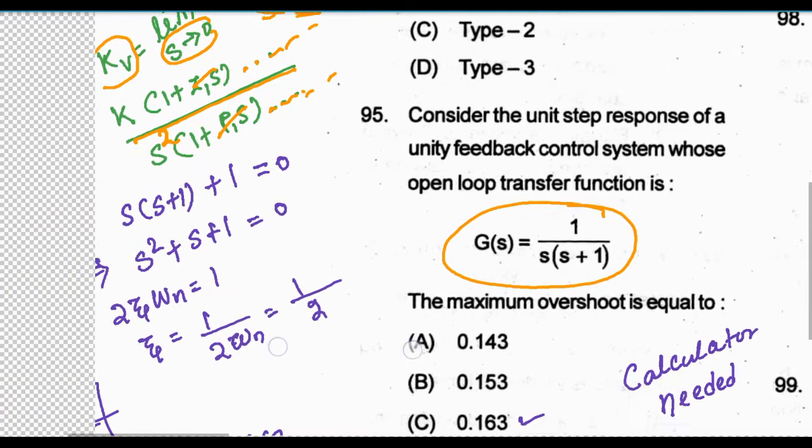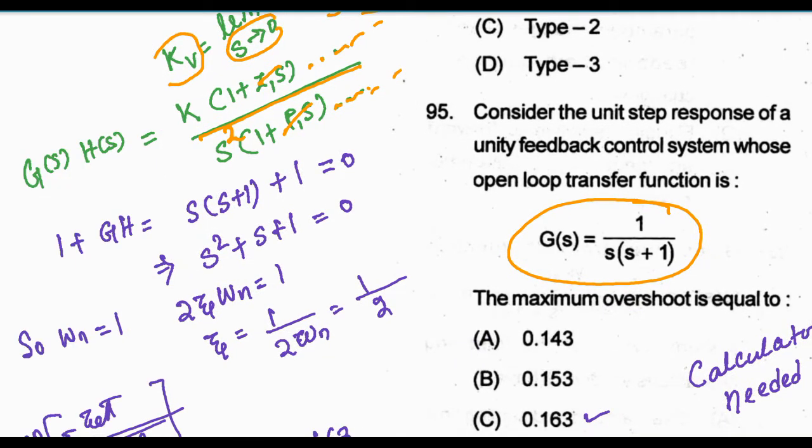So what is the characteristic equation? The characteristic equation is given by 1 plus G(s)H(s) is equal to 0. And H(s) is given to be unit feedback, that means 1. So 1 plus GH is equal to s into (s plus 1) plus 1, that is the denominator here, plus 1 is equal to 0. And this comes to be s square plus s plus 1 is equal to 0.